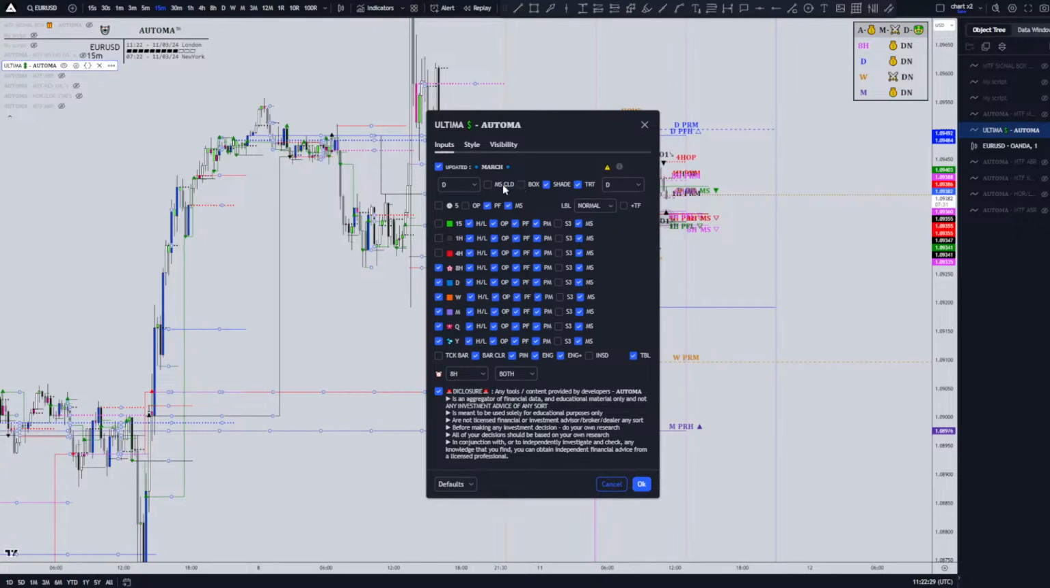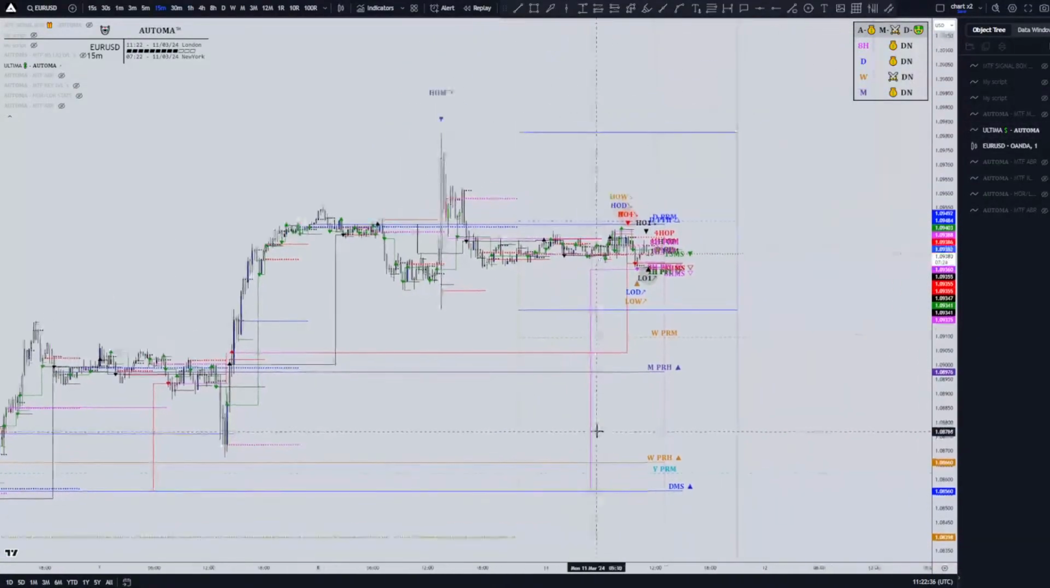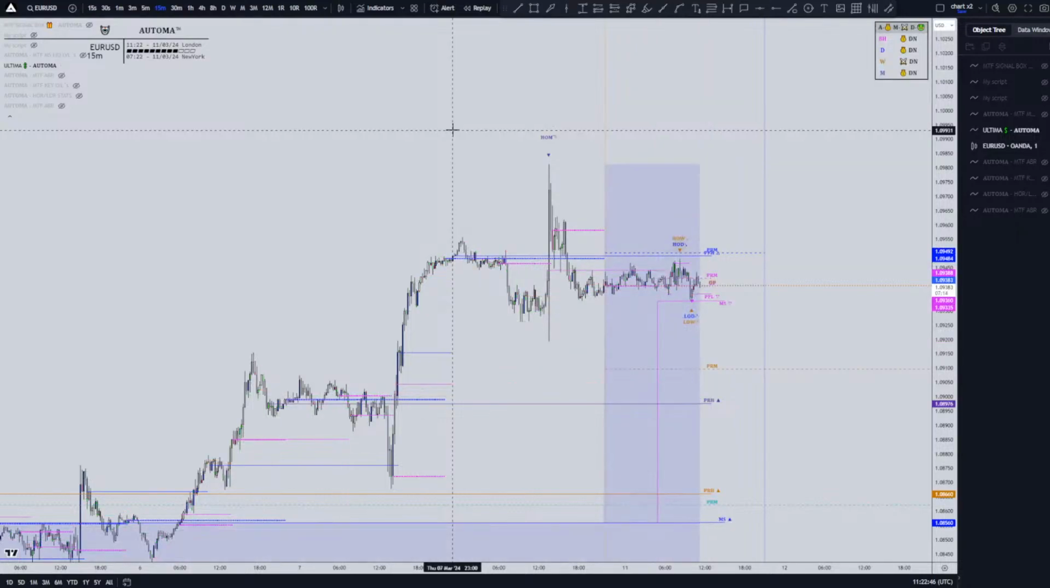And another thing I will test regards the market structures cloud. So regards the market structures contraction and expansion, which is basically when the market structures cloud contracts or expands.